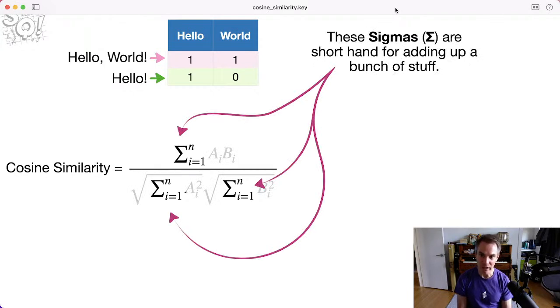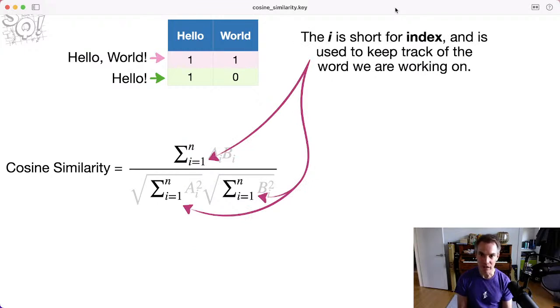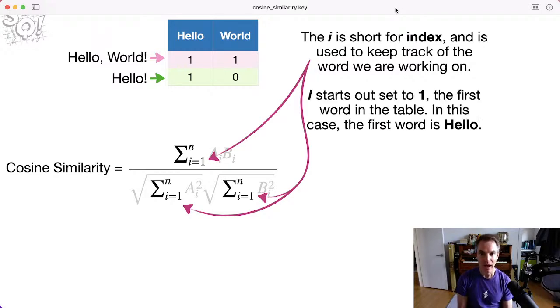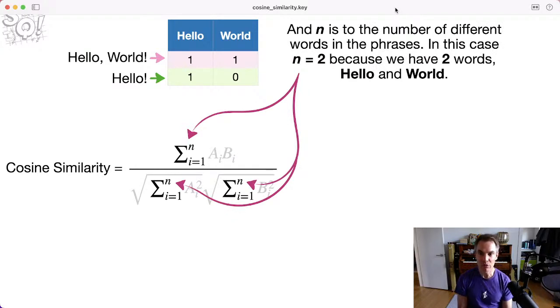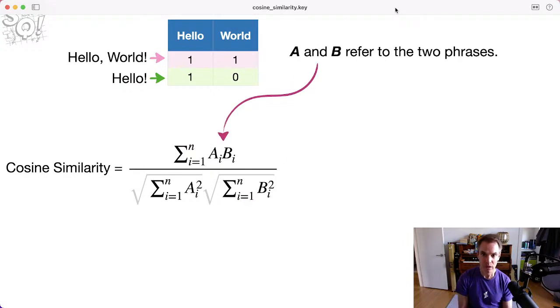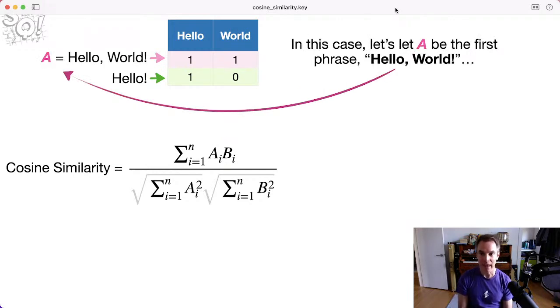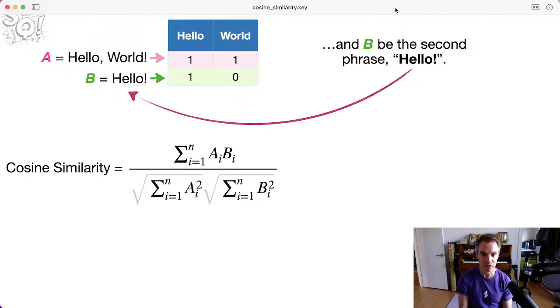These sigmas are shorthand for adding up a bunch of stuff. The i is short for index and is used to keep track of the word we're working on. i starts out set to 1, the first word in the table. In this case, the first word is hello. And N is the number of different words in the phrases. In this case, N equals 2 because we have 2 words, hello and world. A and B refer to the 2 phrases. In this case, let's let A be the first phrase, hello world, and B be the second phrase, hello.